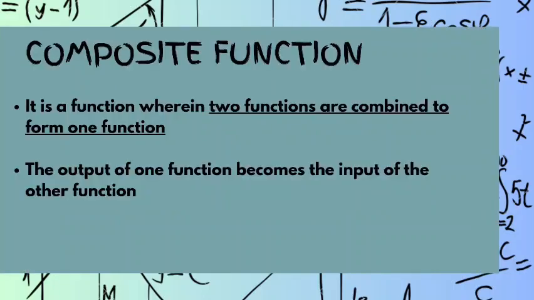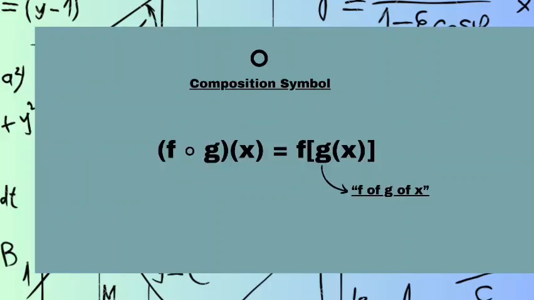A composite function is a function wherein two functions are combined to form one function. It means that you take one function and another function and just combine them together. The output of one function becomes the input of the other function. So, how do we define a composite function?